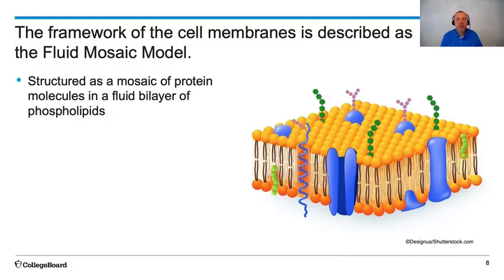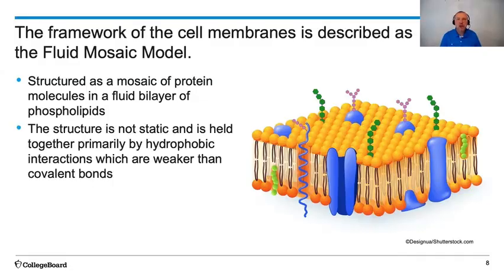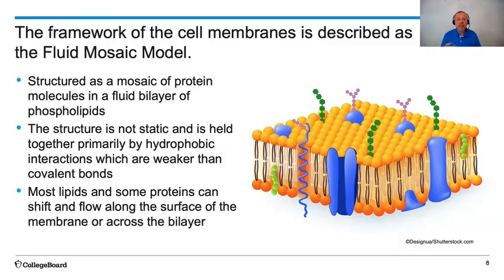So what does the fluid mosaic model mean in terms of the cell membrane? It means that it is structured as a mosaic of protein molecules in a fluid bilayer of phospholipids. The structure is not static. It is held together primarily by hydrophobic interactions, which are weaker than covalent bonds. This allows most of the lipids and some of the proteins to shift and flow along the surface of the membrane or across the bilayer.